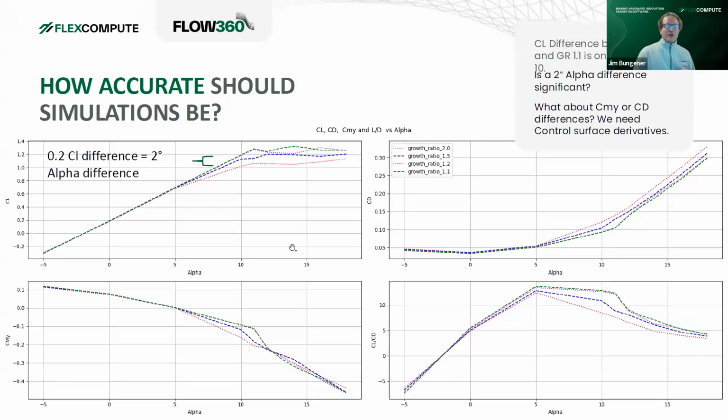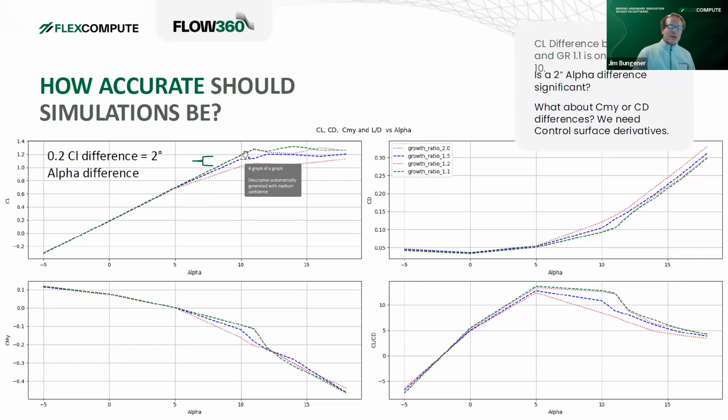So if you go back, for example, to our mesh sensitivity study here, you'll notice that the difference between each one of those lines is 0.2 in CL. That's equivalent to 2 degrees alpha. Does your pilot really fly within 2 degrees of alpha? Maybe, maybe not. But now you can get a sense of the difference.